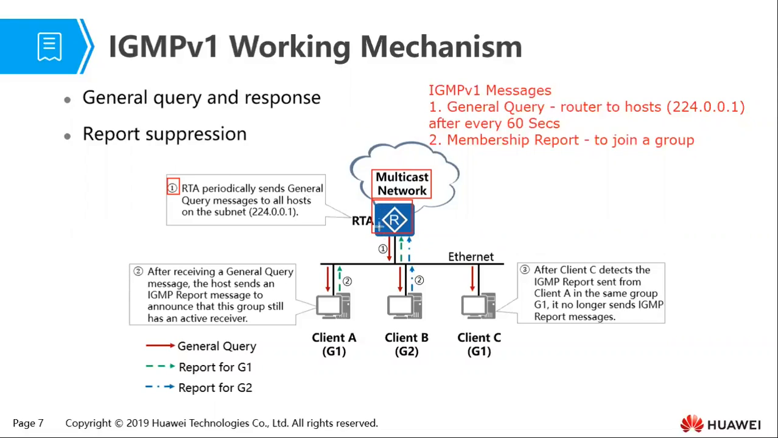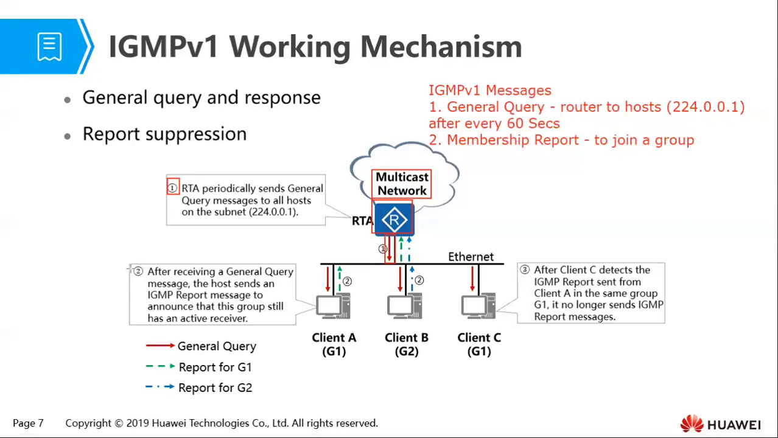So general query messages are depicted by this red arrow. Everyone receives the general query. What is the purpose of the general query? Simply to ask. The general query is used to ask, does anyone need to join a specific group?